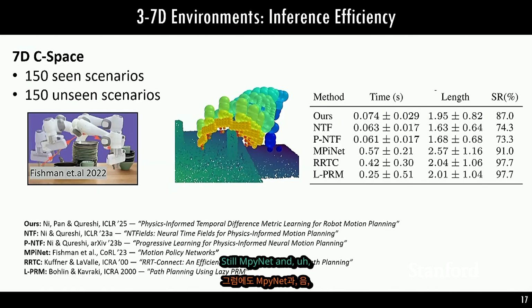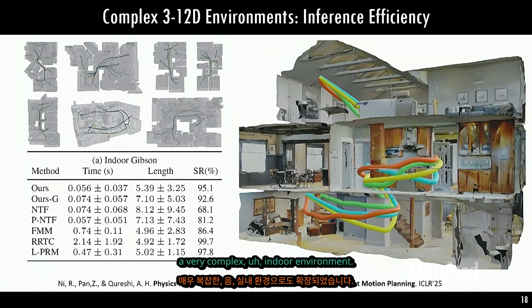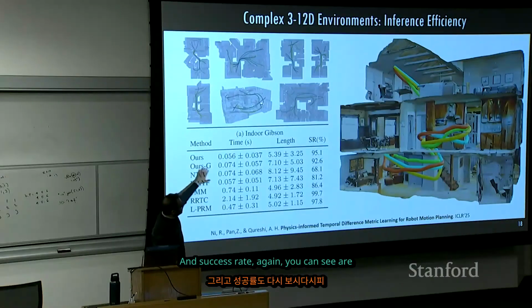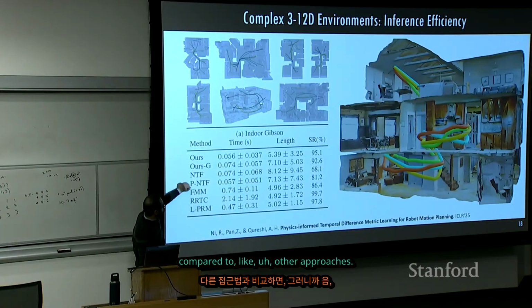Still, MPiNet and ours, you can see success rates are very similar. And planning time is much faster in our case. And for lazy PRM, these times only show graph query time. We did not count graph construction time. So we pre-constructed the graph and then used that graph to query the time. Then we also tested on a very complex indoor environment. This is a multi-floor environment, and again you can see success rates are very high, and planning times are very low compared to other approaches.